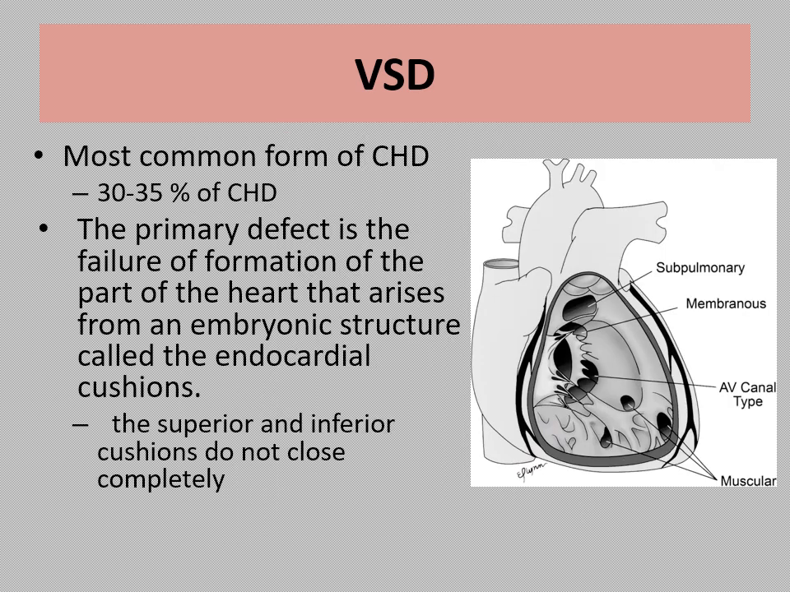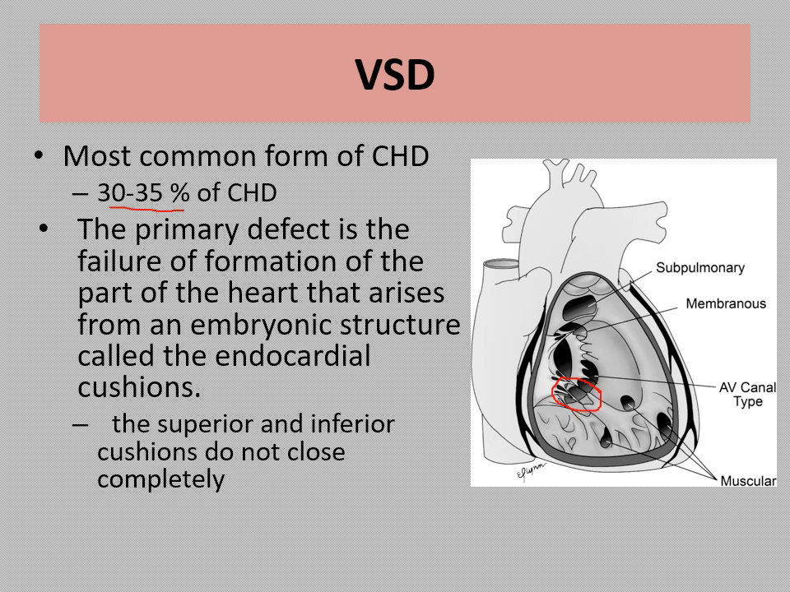Okay, let's learn a little bit of detail about the ventricular septal defect. This is the most common form of congenital heart disease, where around 30 to 35% of congenital heart disease is caused by the ventricular septal defect. The primary defect is the failure of the formation of the heart, caused by incomplete structure during the development of the heart.